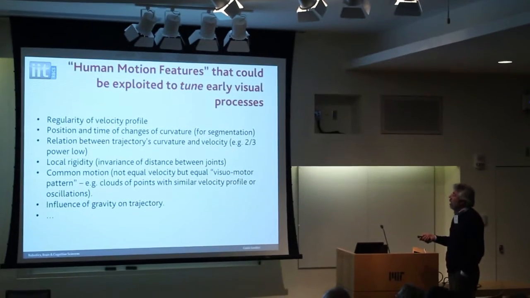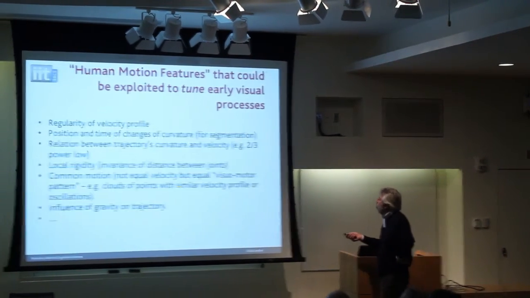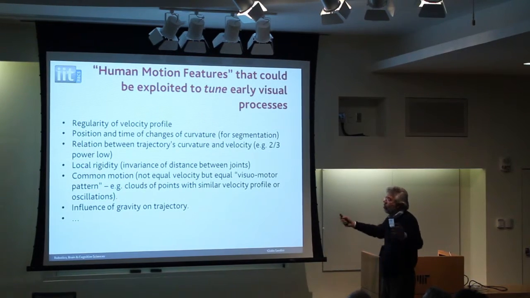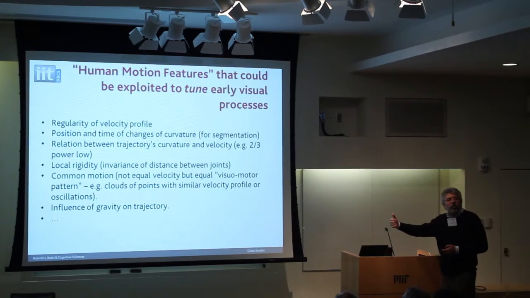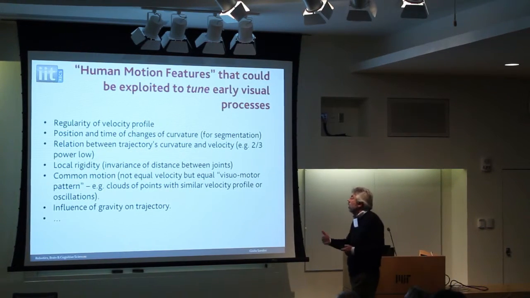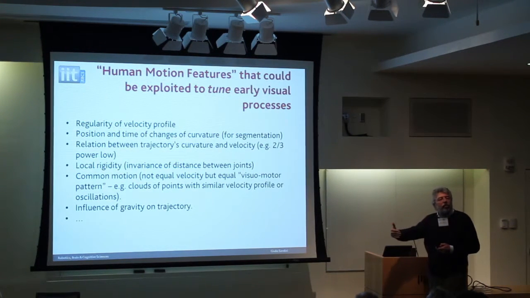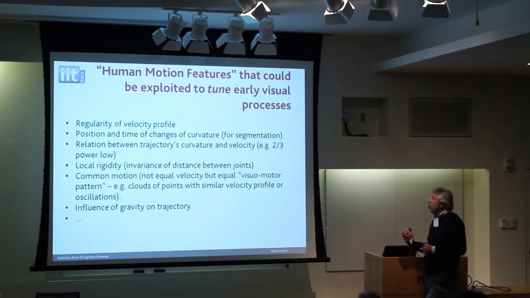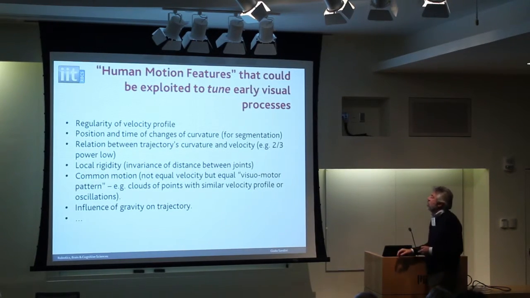Common motion: our body can be described as a cloud of points with similar velocity profiles or oscillatory behavior. Then there is the influence of gravity on the trajectory, on motor trajectory, and related in visual space. So there are a whole set of properties that we can derive from what we know about our motor system that maybe can be exploited through the dorsal stream, as I was saying.